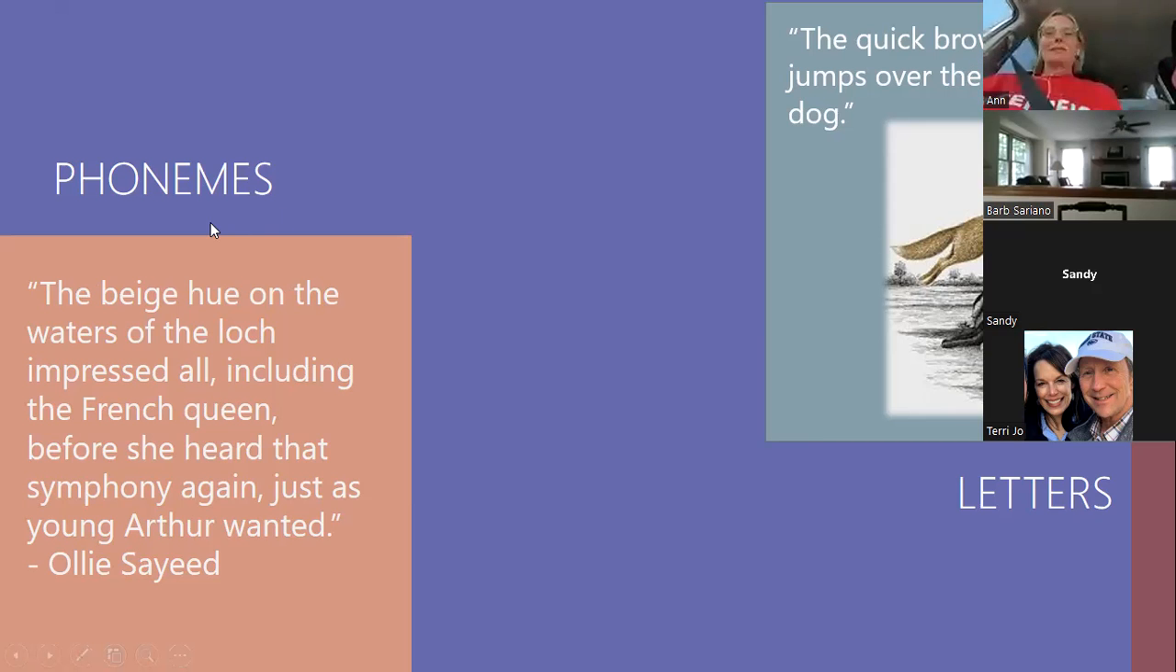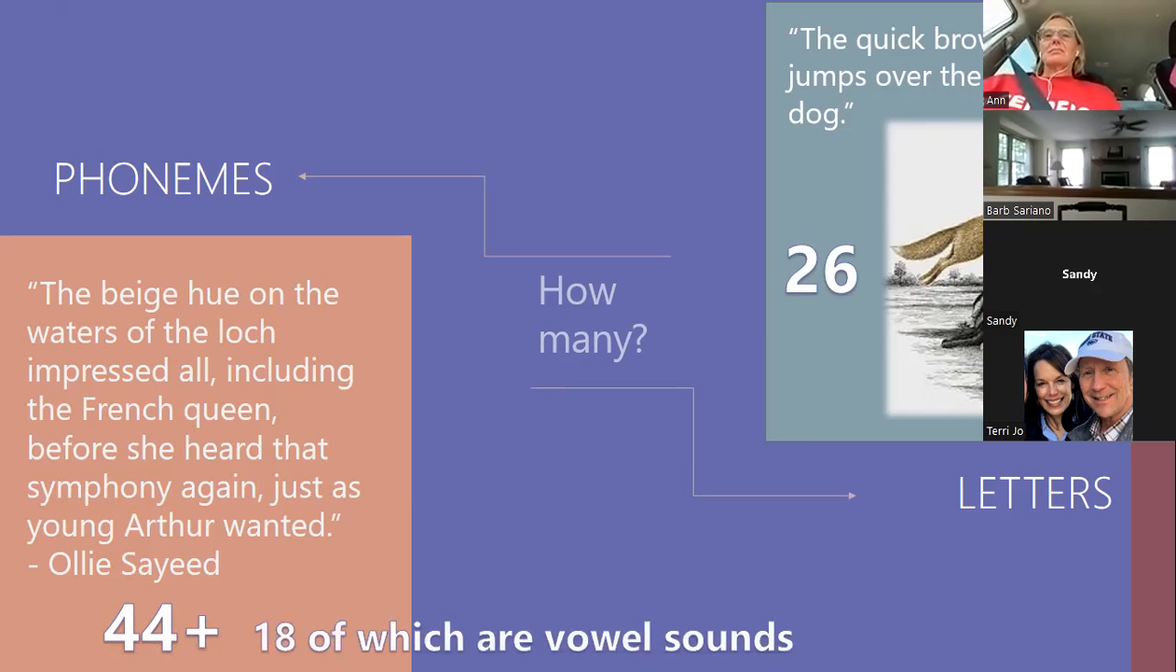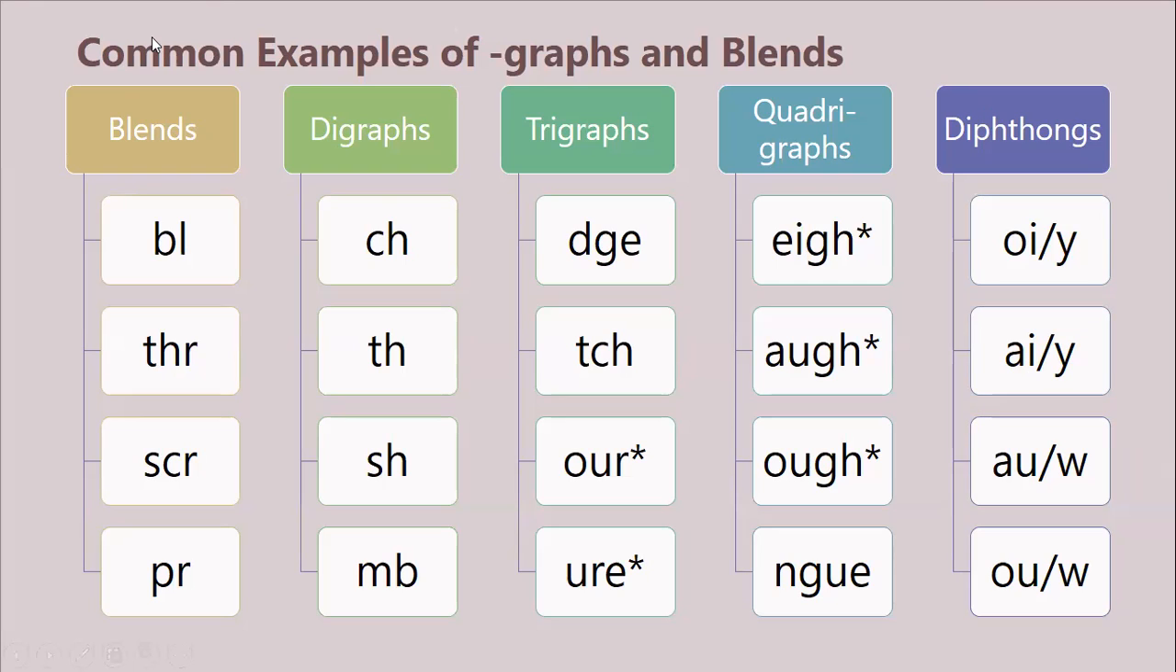That's okay. So, okay, 26 letters. There are 44, plus if you account for accents and such, 44 phonemes. And of those 44, 18 of them are vowel sounds. So, and how many vowels do we have in our alphabet? Not 18. Good. So that's just, again, to illustrate examples of how English can seem kind of crazy.